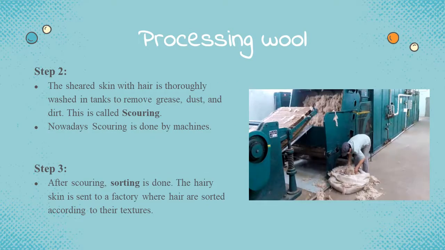Step 2. The sheared skin with hair is thoroughly washed in tanks to remove grease, dirt, and dust. This is called scouring. Nowadays, scouring is done by machines. Step 3. After scouring comes sorting. The hairy skin is then sent to a factory where hair are sorted according to their textures.